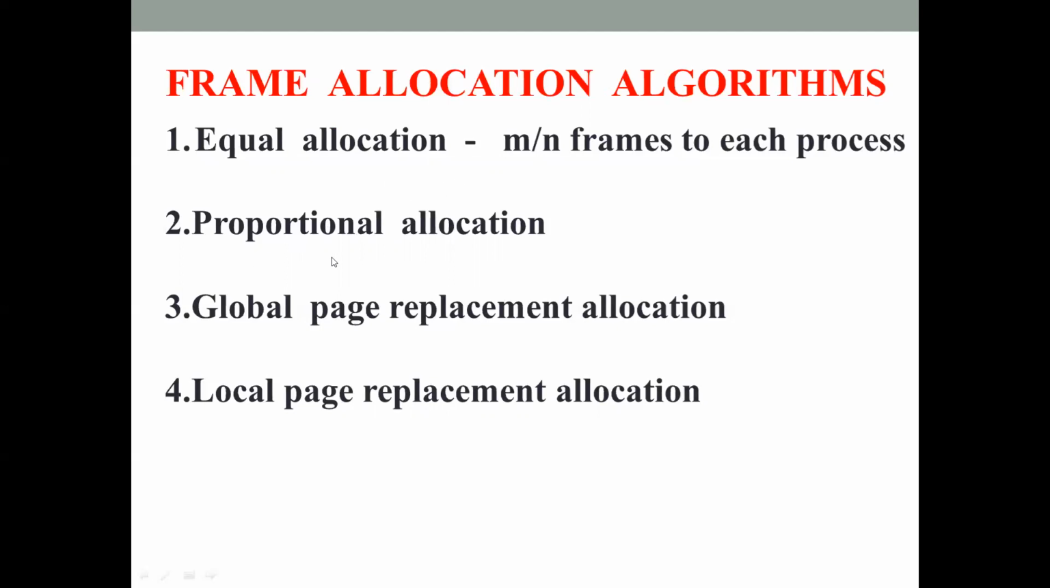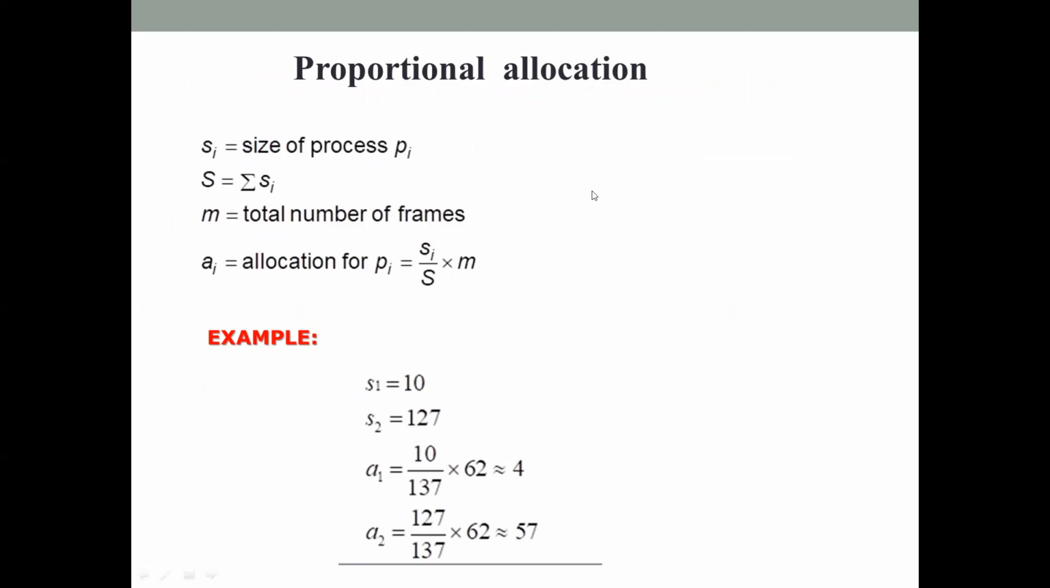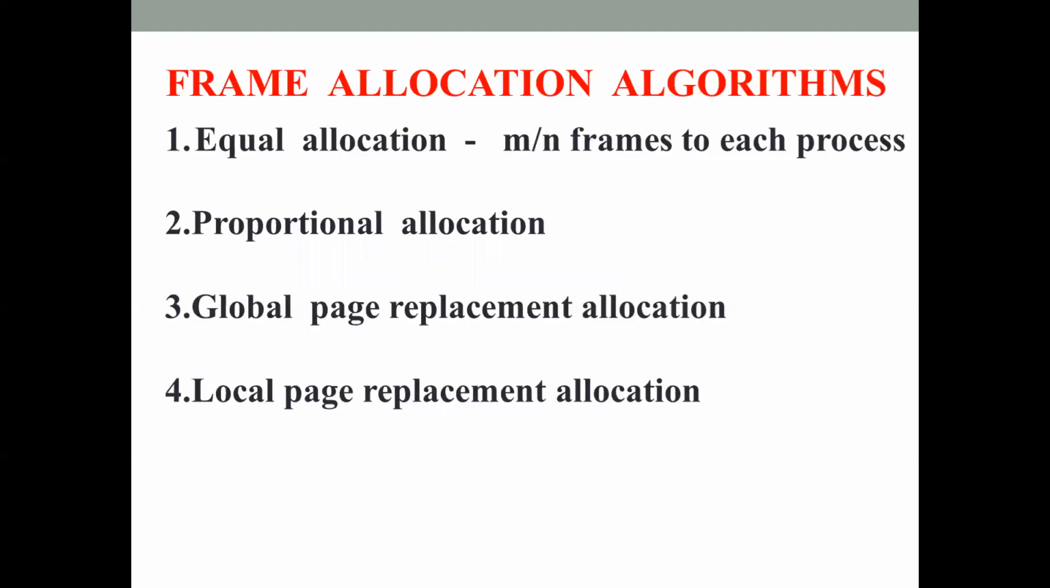The next scheme is called proportional allocation. In the equal allocation scheme, let's say you have one low priority process which requires 10 frames, and you have one high priority interactive database process which requires 127 frames. In the equal allocation policy, let's say you have 62 frames available. Both the low priority process which requires 10 frames and the high priority process which requires 127 frames are going to be equally allocated 31 frames. And so for the low priority process, the remaining 21 frames are going to be wasted.